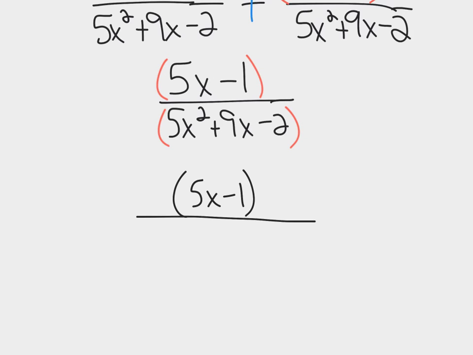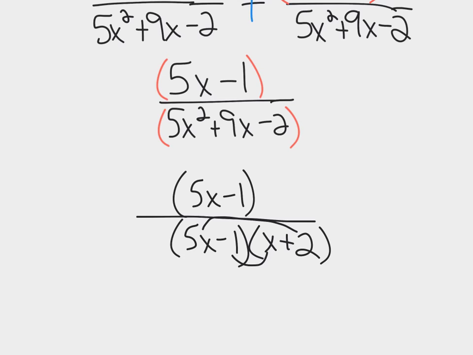In order for us to be able to reduce this at all, we would need a 5x minus 1 factor in the denominator, and then it's just a matter of figuring out what goes in that other binomial. So in order to get this to work, we need 5x times x to get 5x squared. Negative times a positive is a negative, and then 1 times 2 is 2. And then we just have to check our middle term and see if this works or not. So that's 10x minus 1x is 9x, so that works.